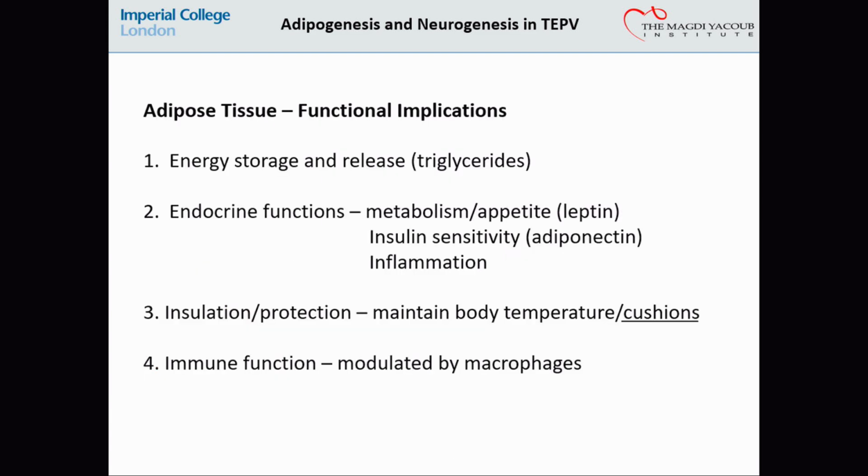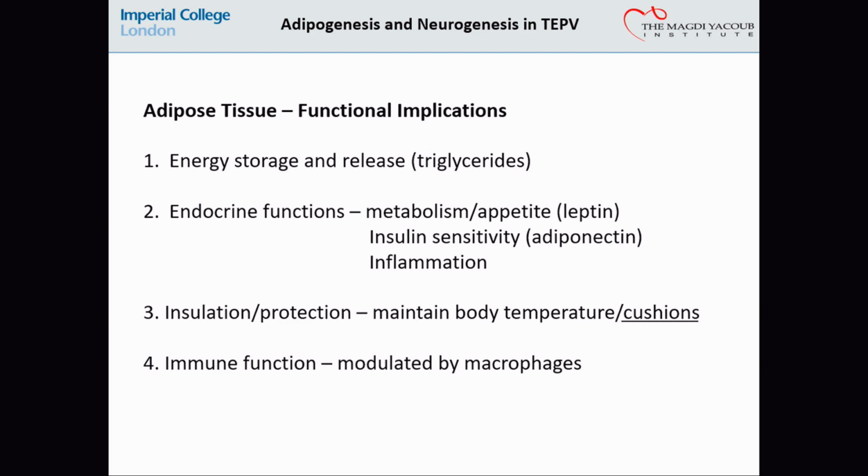So what are the functional implications of this adipose tissue? There are many functional implications. Its main function is as energy storage and release, and this is through the triglycerides. It also has endocrine functions, such as metabolism and appetite regulation through leptin. It also regulates insulin sensitivity through the expression of adiponectin. It also plays a role in inflammation.